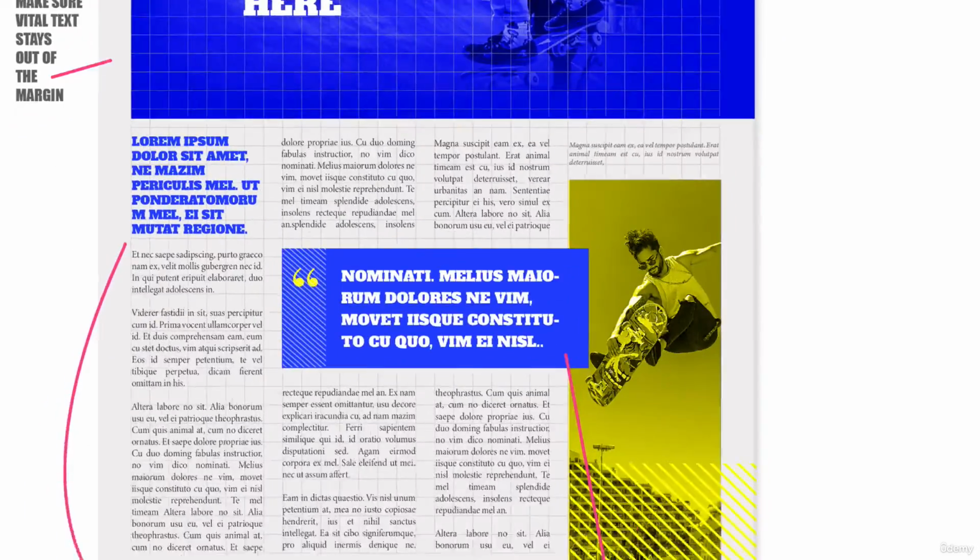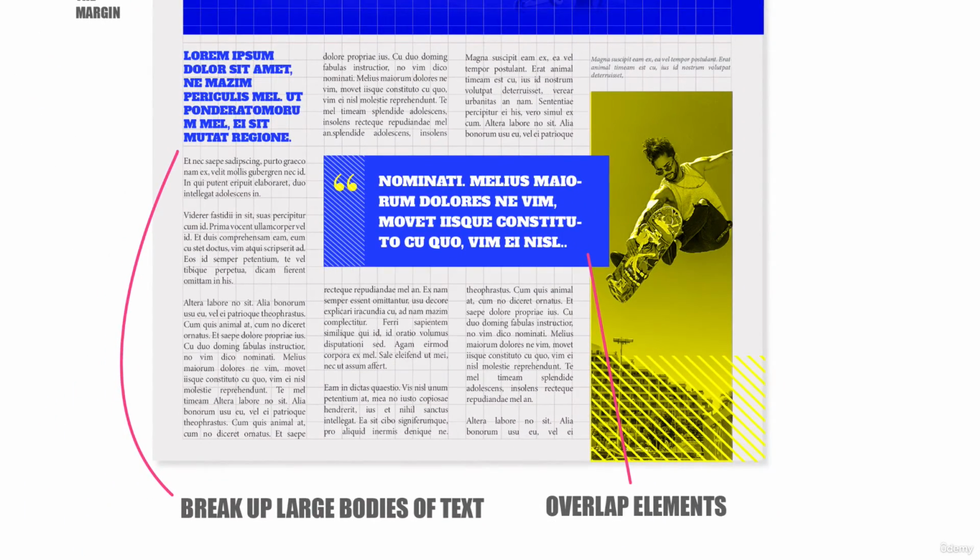You can break up large bodies of text. Try adding a quote to break up large text areas. You can also add more contrast to your type by creating smaller headlines at the start of these larger areas, and use the grid to find the right placements.